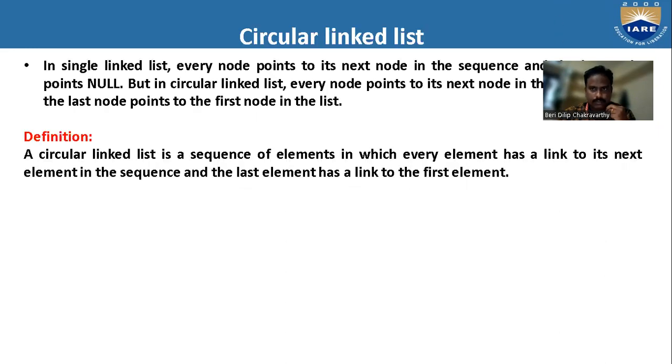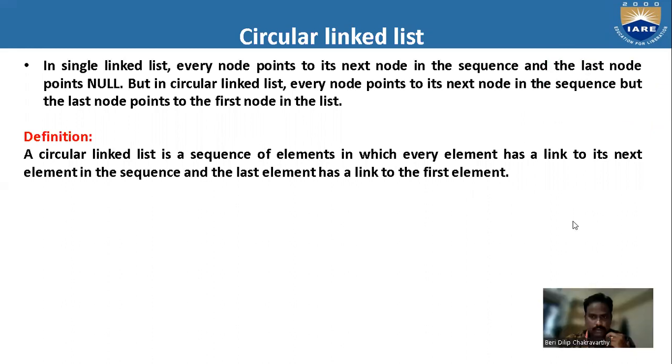So what is this circular linked list? We have seen the definition of linked list. A linked list is nothing but a structure which consists of nodes. Each node consists of two parts, information field and address field. Information field stores the information or data, whereas link part or address field stores the address of next node. Okay, so that is what we have seen.